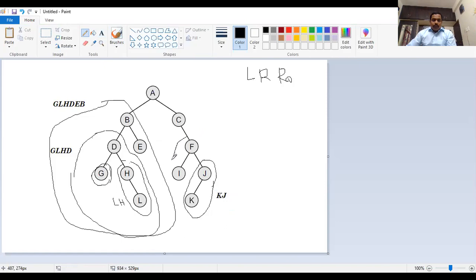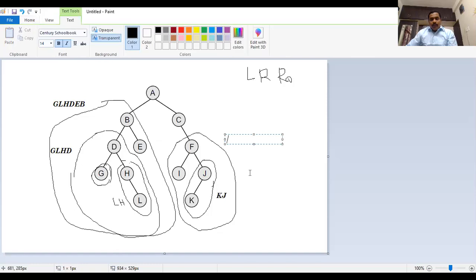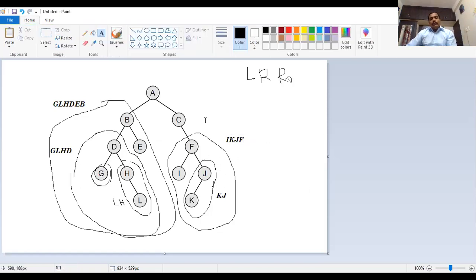We consider this part: F is the root, I is the left side and KJ is the right side. So how do we write it here? First the left side I, then the right side KJ, then the root F. This is the outcome of this part. Now we go to the next step.